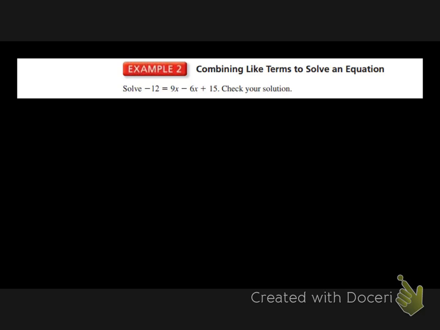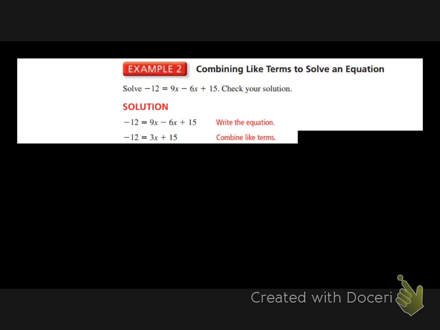Now looking at example 2, sometimes you might have to combine like terms to solve an equation. So if we're going to solve negative 12 equals 9x minus 6x plus 15 and check our solution, the first thing we're going to need to do is combine those like terms. So we've got that 9x and that negative 6x that we need to combine. 9x minus 6x is going to give us 3x. So we've got negative 12 equal to 3x plus 15.